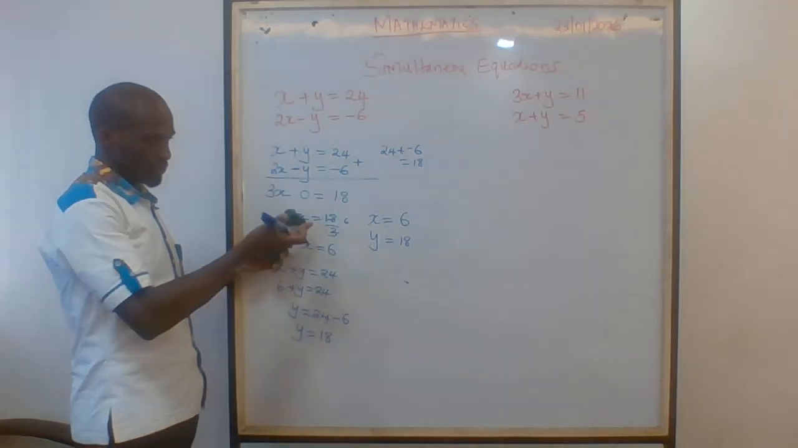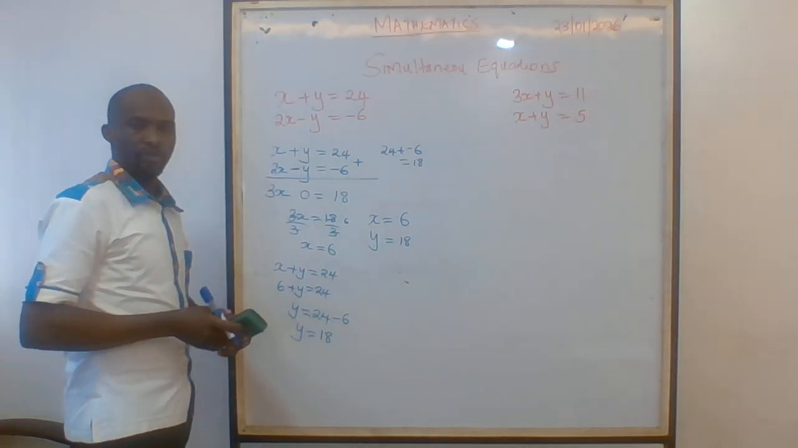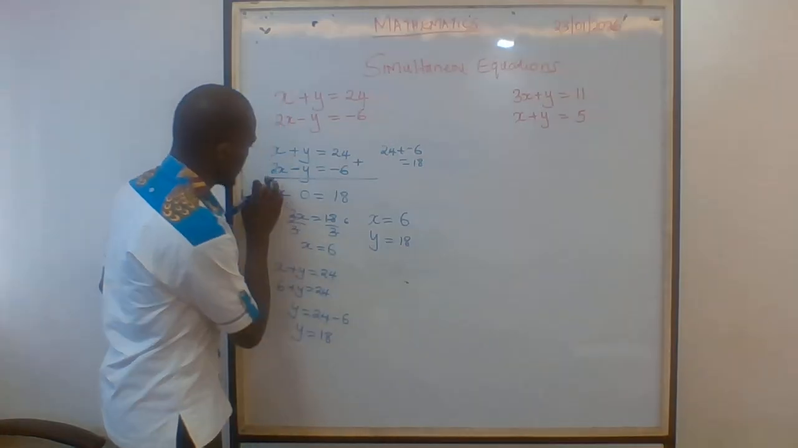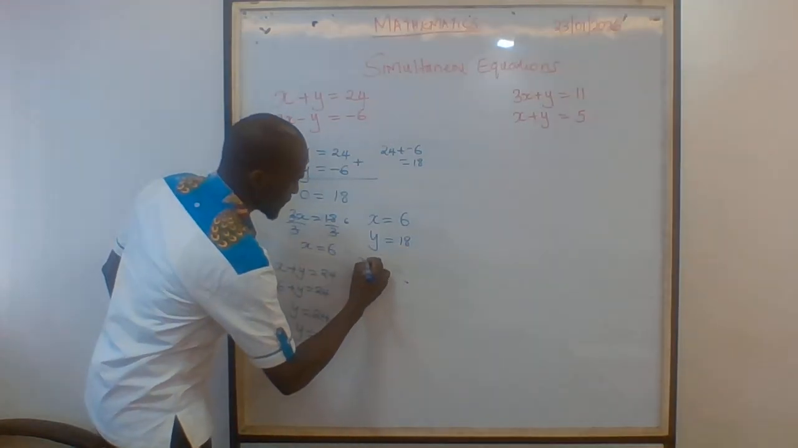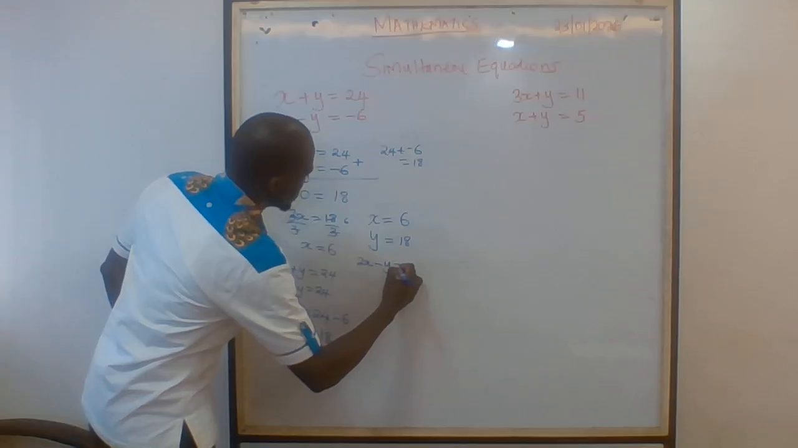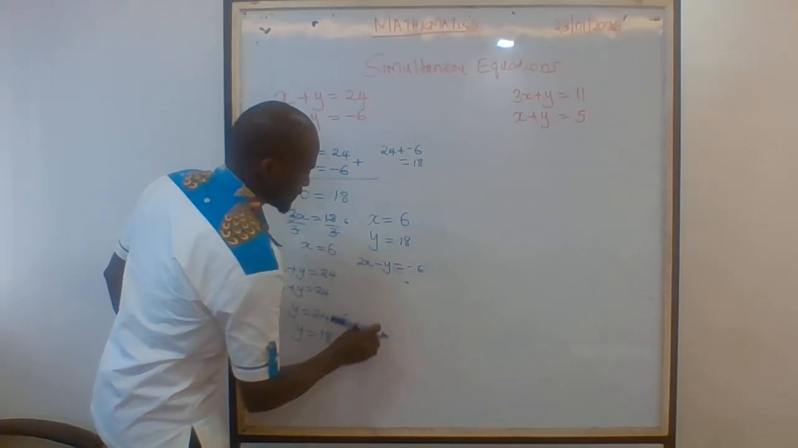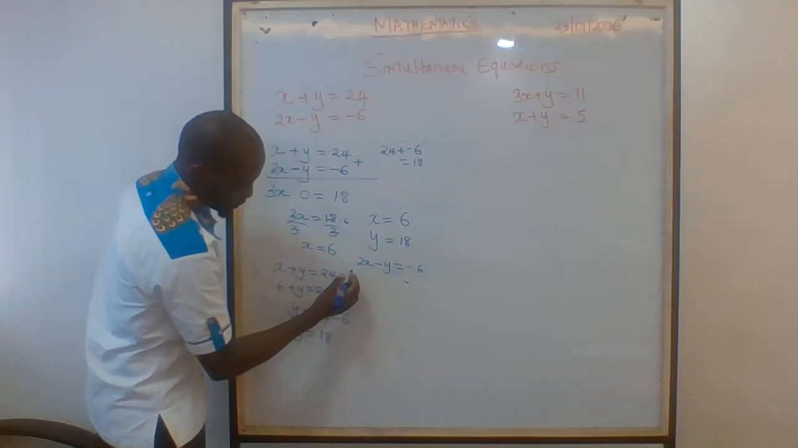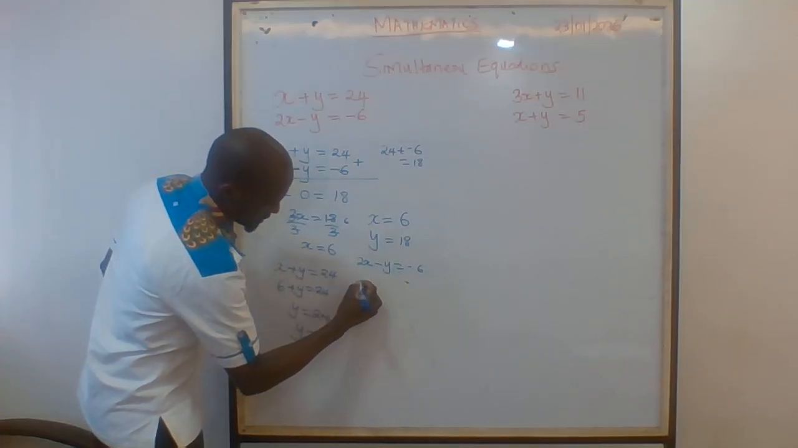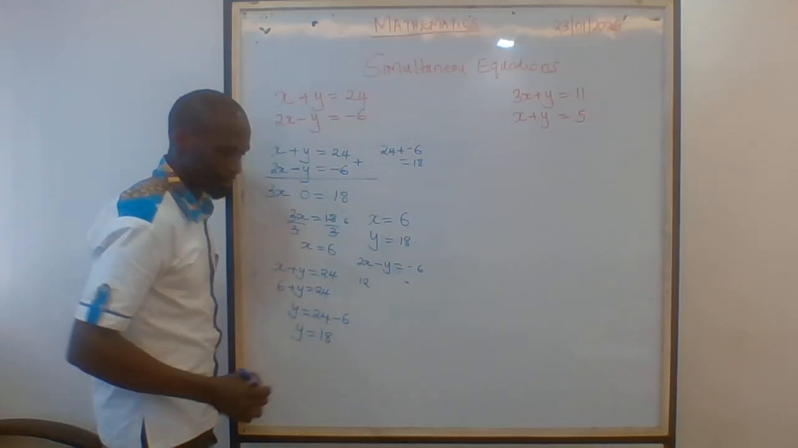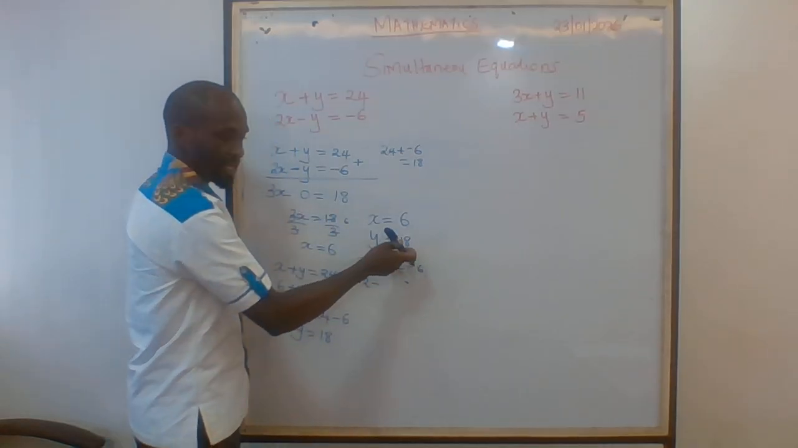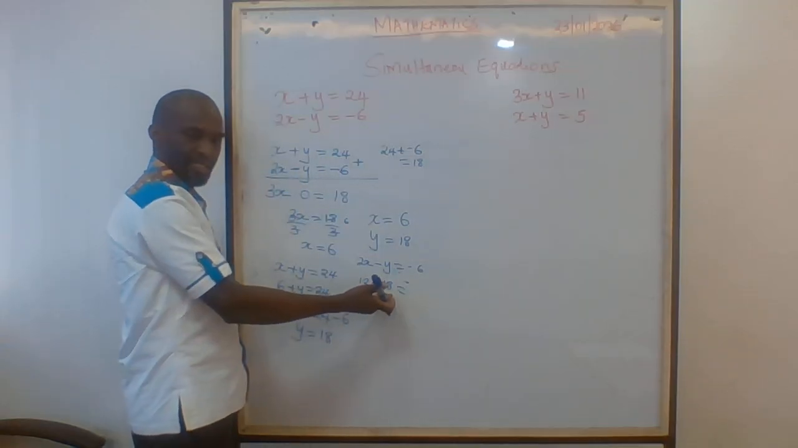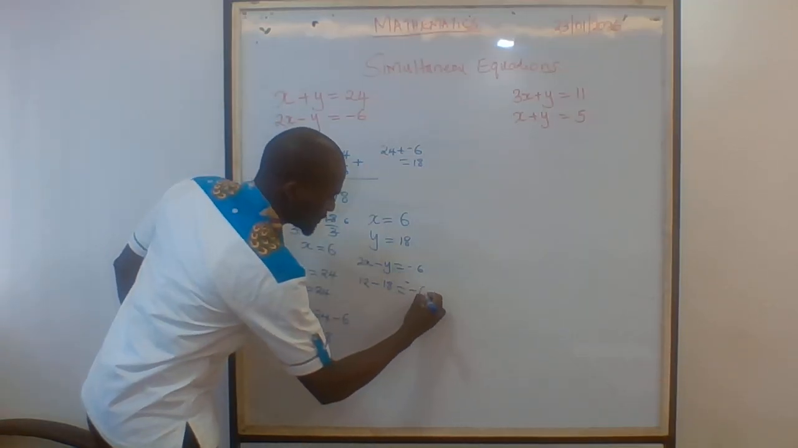And you can take those two values and put them back in one of the equations there and check whether it is correct or it's giving you the correct answer. So for example, you can take 2x minus y is equals to negative 6. So x is 6. So 2 times 6 is 12 minus y is 18. So 12 minus 18 is negative 6.